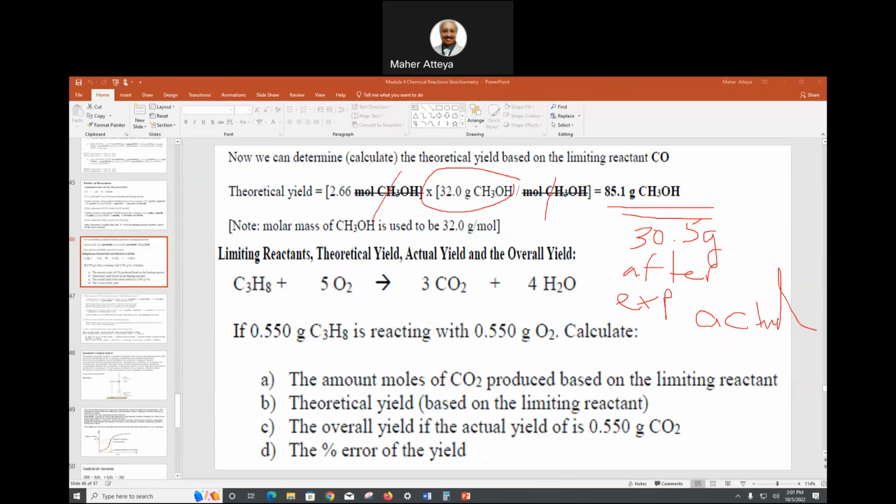The actual, because you do the actual experiment and you lose some of the material in the processes: filtration, distillation, gravimetry, titration, reading the balance, reading the burettes, pipetting. All those errors will give you the actual yield always less. And if you take the actual over the theoretical, multiply by 100, you get what? You get the overall yield, percentage yield or overall yield.